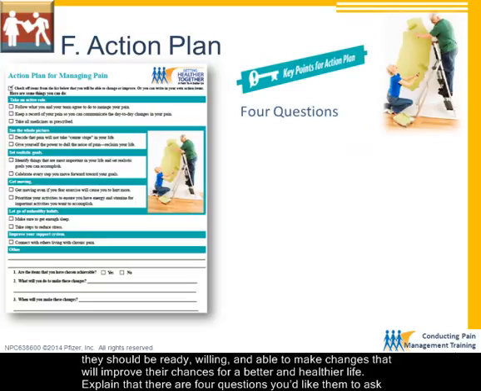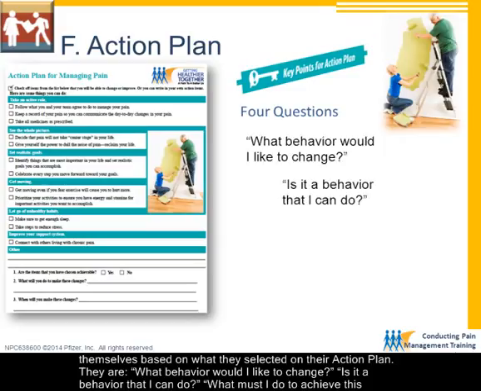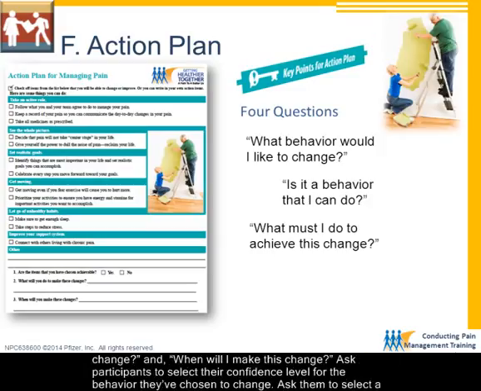Explain that there are 4 questions you'd like them to ask themselves based on what they selected on their action plan. They are, what behavior would I like to change? Is it a behavior that I can do? What must I do to achieve this change? And when will I make this change?